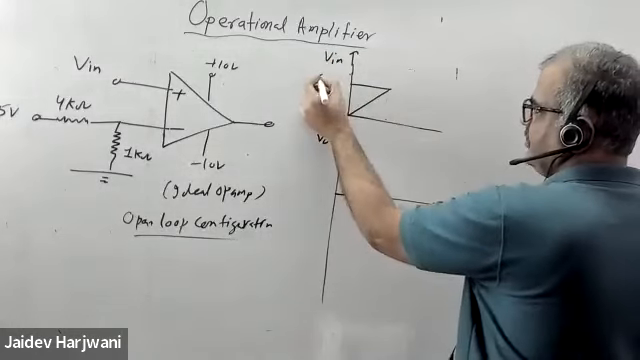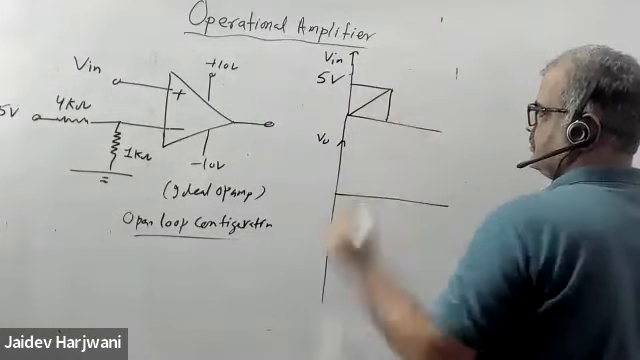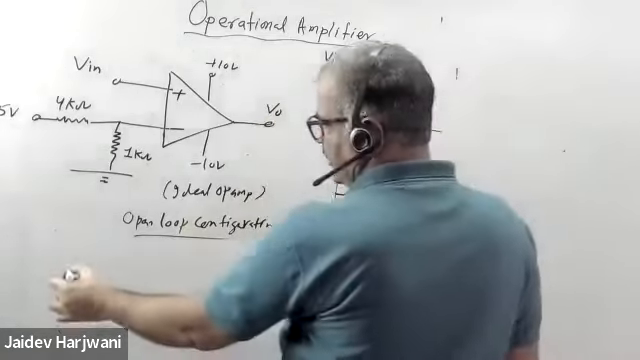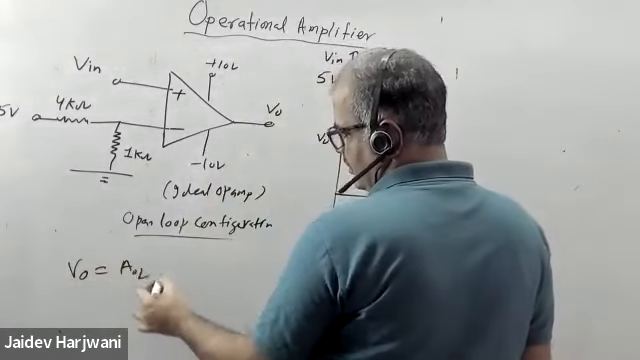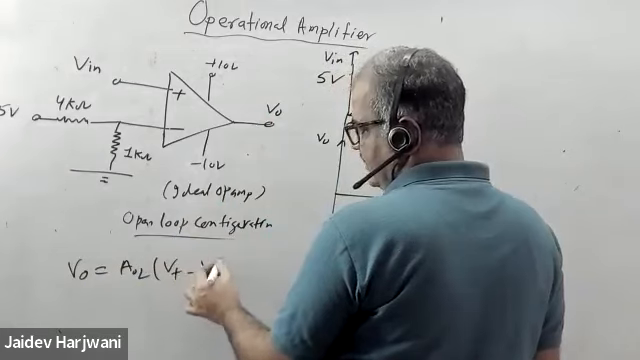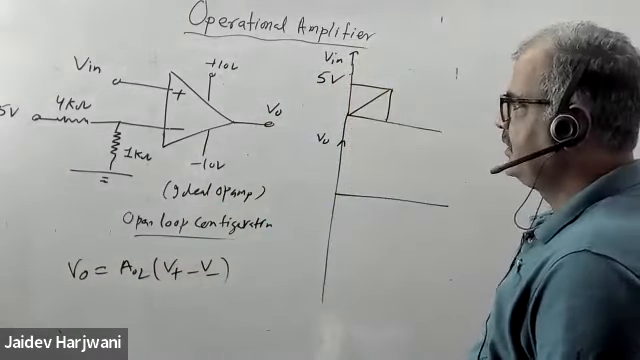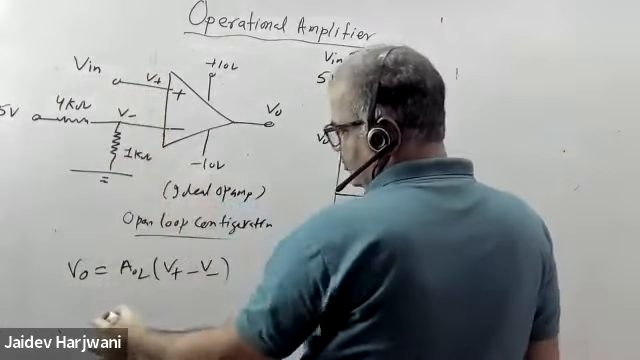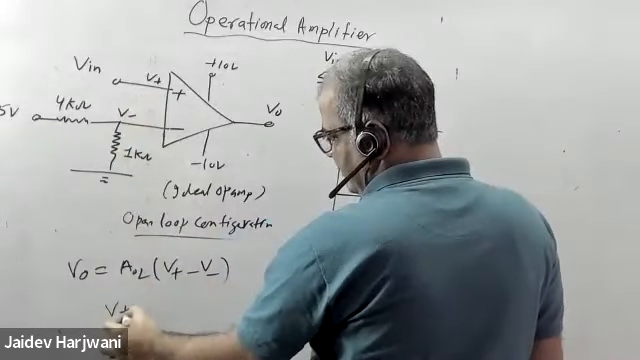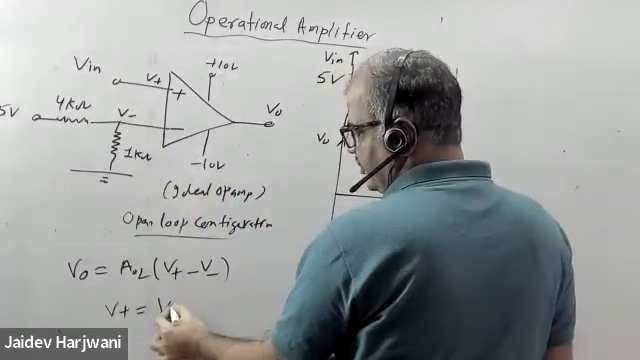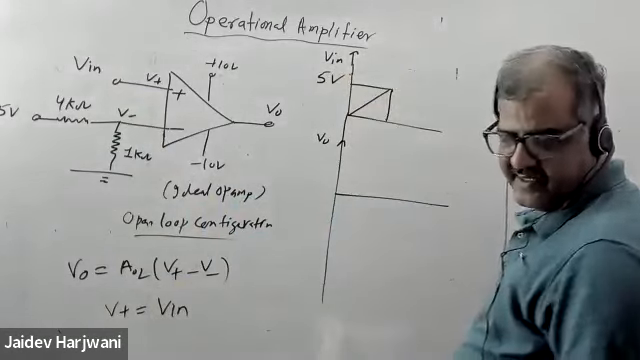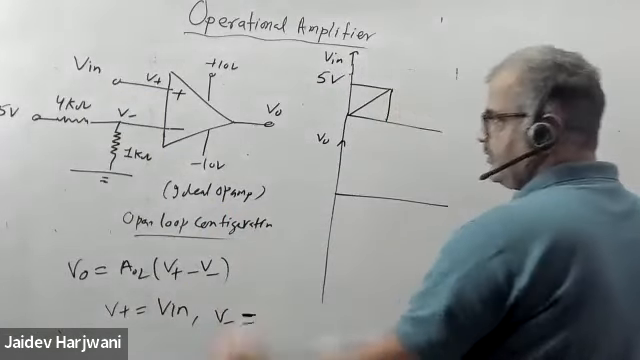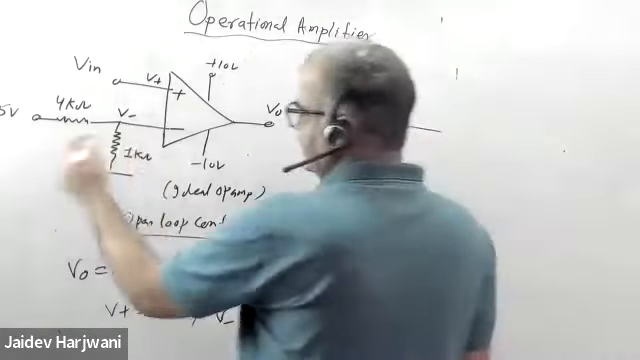Now I know what the output is. Output is just the open loop gain times (V plus minus V minus). This is your V plus and this is your V minus. From the given circuit, V plus is just this V input. And what is the value of V minus? 1 volt. Very good.